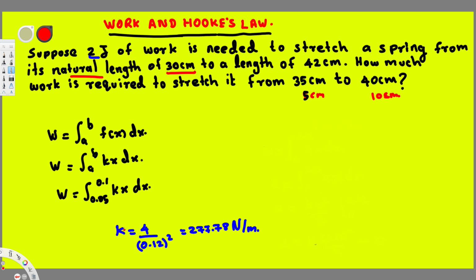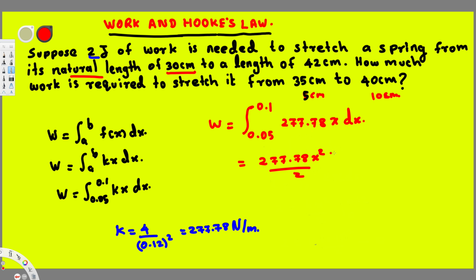So here we have the spring constant that's provided. Work is going to be equivalent to integration. We found the limits of integration already, that is 0.05 to 0.1. k is found, that's 277.78 x dx. And if you integrate this one, that's going to give you 277.78 x squared divided by 2, going from 0.05 to 0.1.